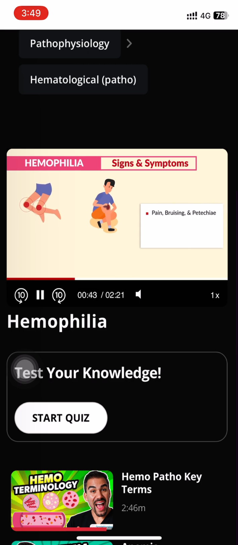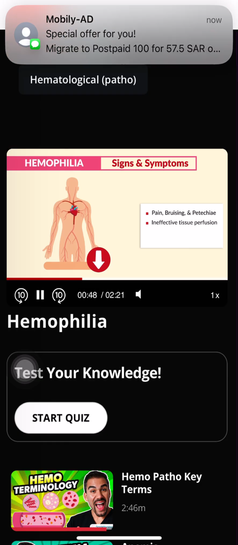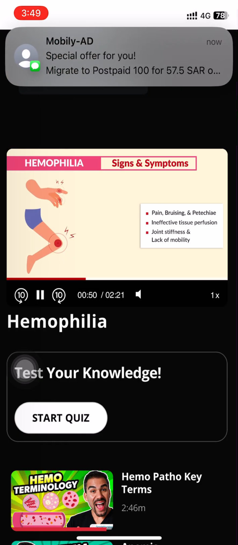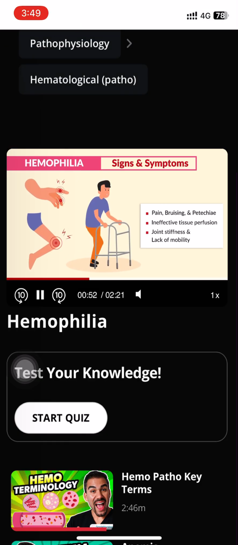So we see pain, bruising, and petechiae, the little red bumps under the skin, and ineffective tissue perfusion, as well as joint stiffness and even lack of mobility.